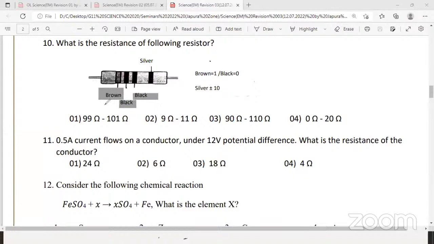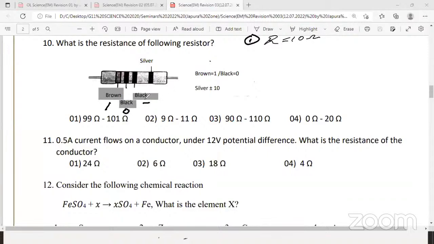Look at the screen. Brown is 1. Black is 0. Why? Because 0 means no zeros. 10 to the power 0 is 1. Therefore, there are 3 steps. First, you have to calculate the resistance of this resistor using the first 3 color bands. It is 10 ohms. So I'll write here resistance 10 ohms. How come 10? Brown 1, black 0.